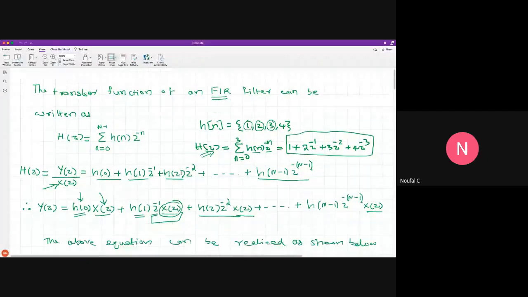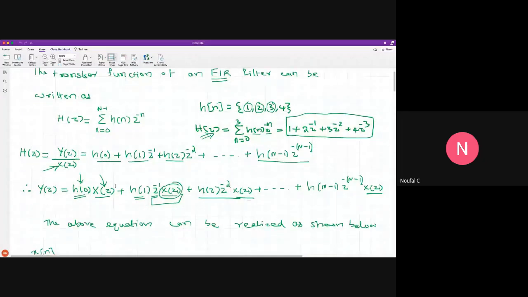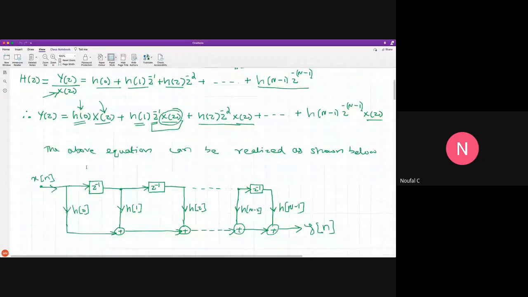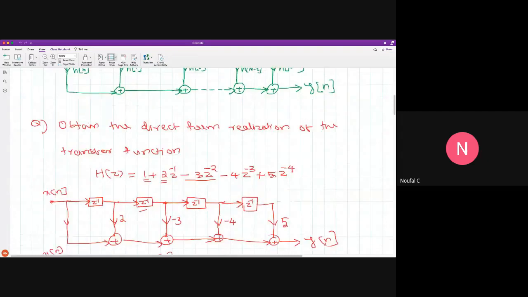We just find the transfer function H of z from this equation, then we directly realize it just by looking at the equation. So this was how the transversal structure was developed. So you have x of n, then you take h of 0 without any delay, then h of 1 with 1 delay, h of 2 with 2 delays. Then finally you add all the terms to get the transversal realization. And we had seen one example also.